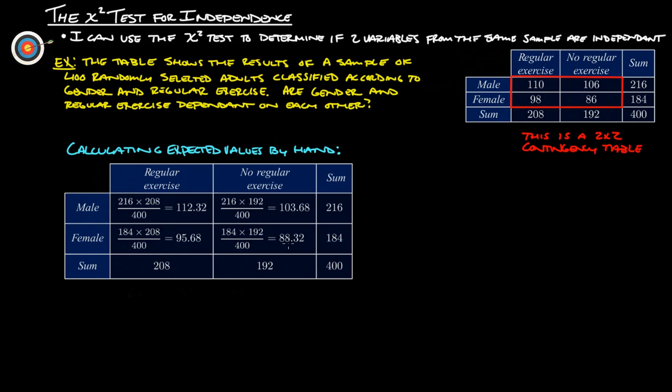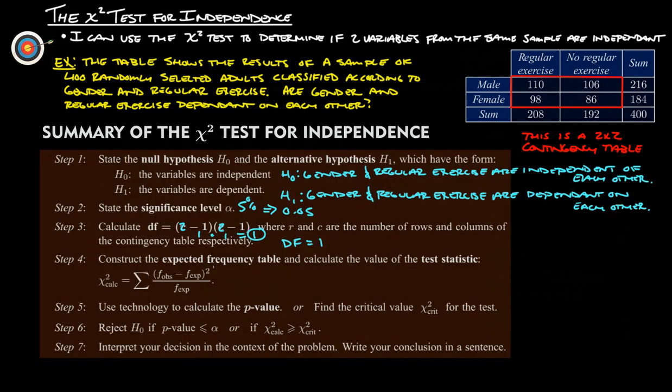And these give you your expected values. And that's how you do it by hand. The graphing calculator will actually go through and calculate these for you. And I'll show you how that comes about here in a second. Okay, so we basically showed you how to do that. Now, I'll show you also on the graphing calculator. Use technology to calculate the p-value. So we'll do that on the graphing calculator.